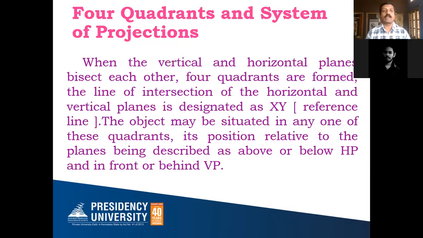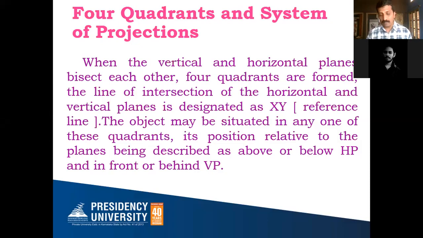So when will you get four quadrants? When the vertical and horizontal planes bisect each other. If we consider this as the horizontal plane and this is the vertical plane, and you bisect these two, the vertical plane and horizontal plane, you are going to get the four quadrants. The line of intersection between HP and VP is called the reference line, which is denoted by the XY line. The XY line is nothing but the reference line, the intersection line of HP as well as VP.